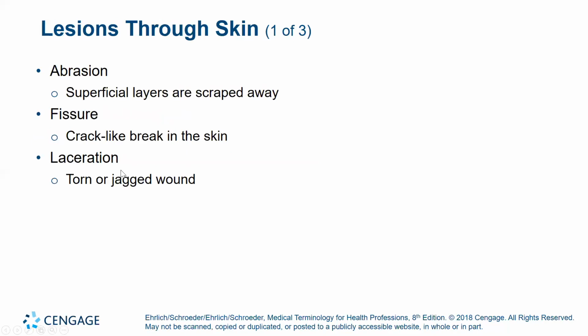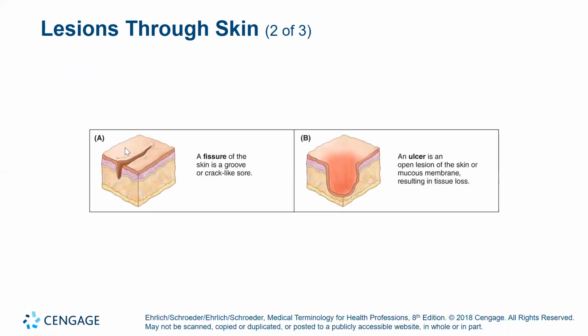Okay, lesions through the skin, we have abrasion. Could be abrasions, just a superficial layer. They're scraped away. Fissures, a crack-like break in the skin. Laceration then would be a torn or jagged wound. You can see here's a fissure. It's kind of like the groove or crack, like sore. And ulcer then is an open lesion of the skin or mucous membrane. And it does result in tissue loss.